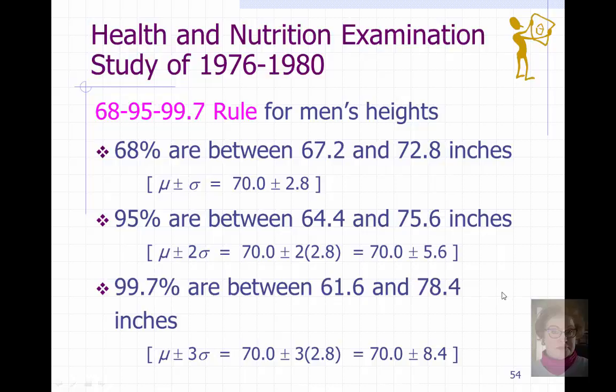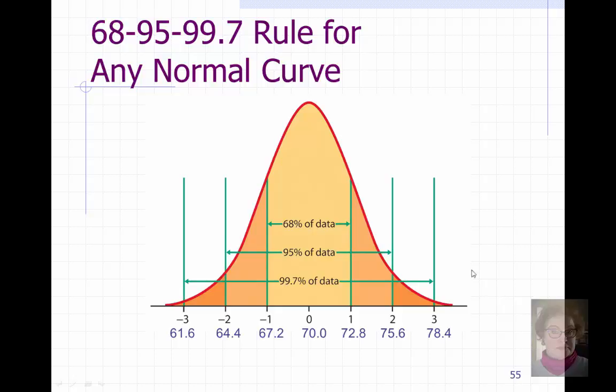And here we have it visual. So again, 68% between these two heights, 95% between 2 standard deviation units above and below, and 99.7% between 3 standard deviation units above and below.